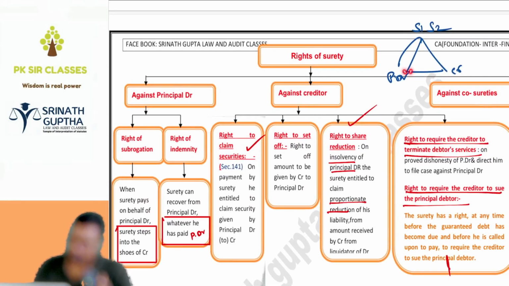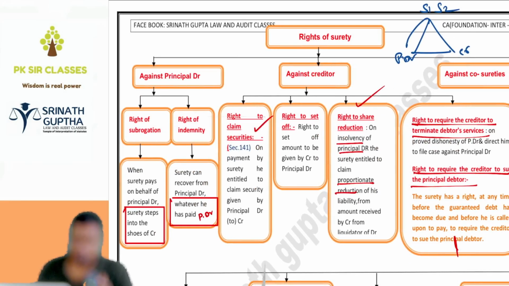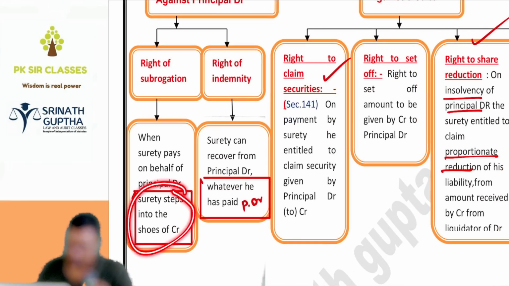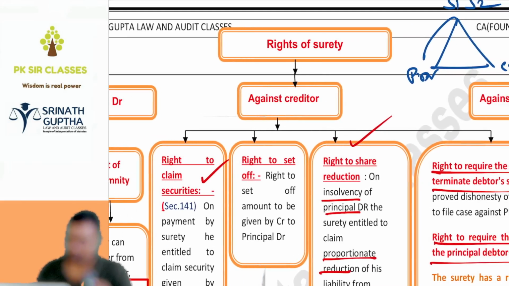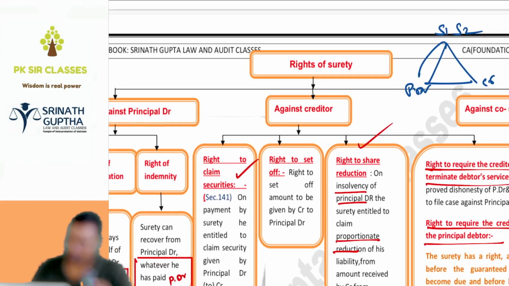Once the surety pays the liability, the creditor will leave the picture, and the surety will enter into the place of the creditor. Then the principal debtor has to make the payment to the surety. That is called subrogation, the surety stepping into the shoes of the creditor once the surety discharges the liability. Next is the right of indemnity. Whatever losses happened to the surety because of default made by the principal debtor, the principal debtor has to compensate the surety. That can be principal, interest, or other lawful charges.